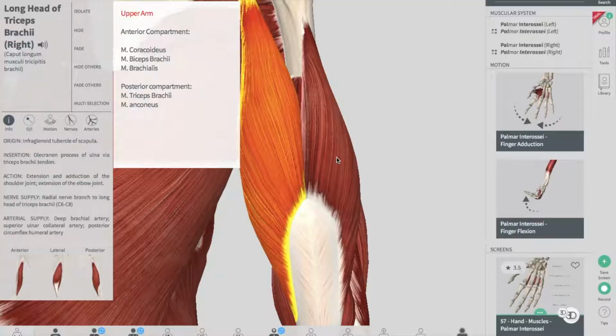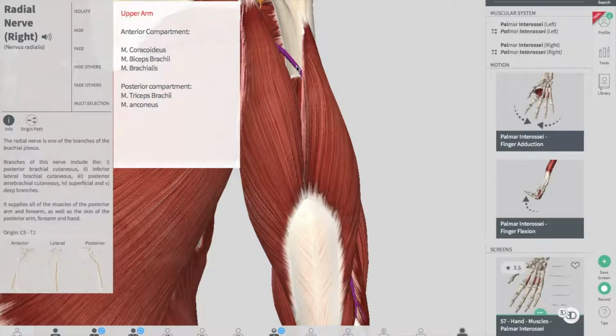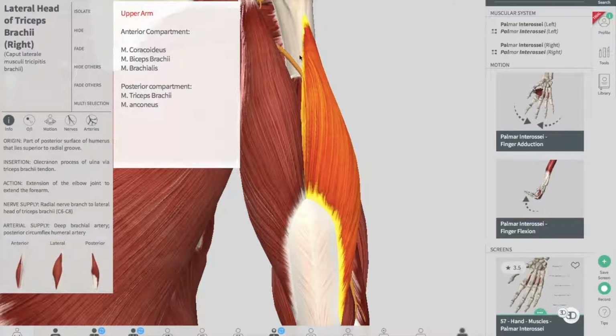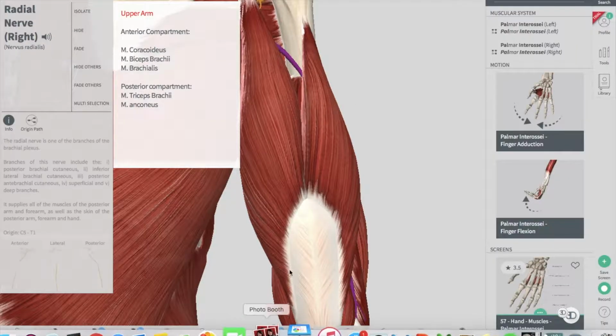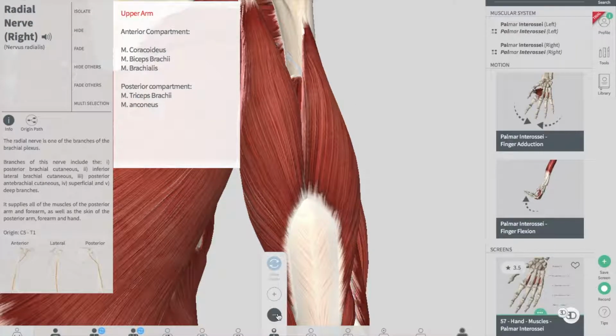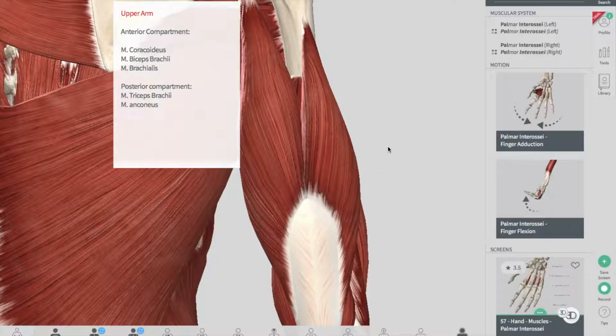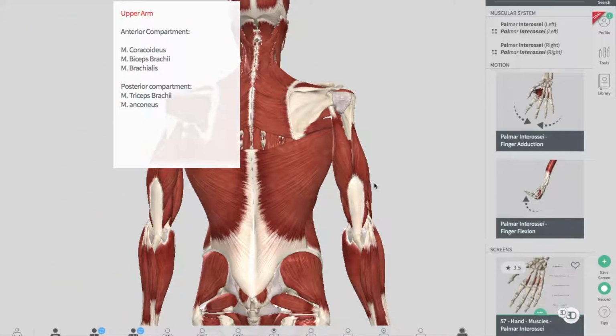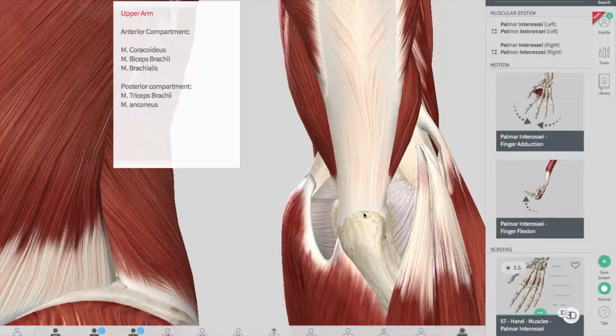The lateral head, so let's see if I can show you it. Let's go ahead and start the nerves. Here you go. This nerve is called the radial nerve, and the lateral head is going to sit above the radial nerve, and the medial head is going to sit underneath the radial nerve. All right, we can remove the nerves, and those three heads are going to have a common insertion point, which is going to be the olecranon of the ulna.